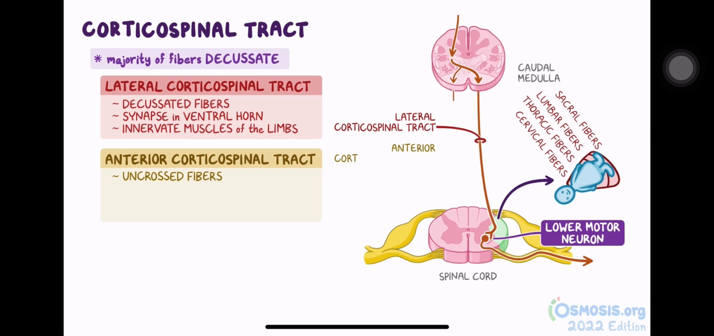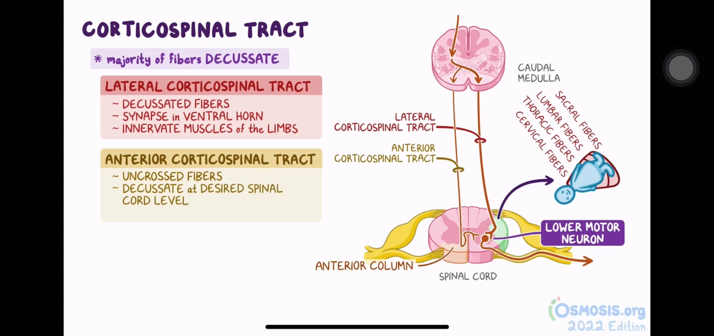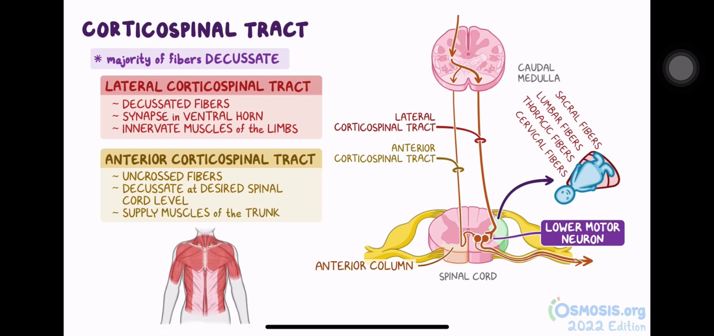The anterior corticospinal tract descends uncrossed within the anterior column, with its fibers decussating only after they reach the desired spinal cord level, where they synapse with lower motor neurons in the ventral horn. These axons also leave the spinal cord through the ventral root to supply muscles of the trunk.